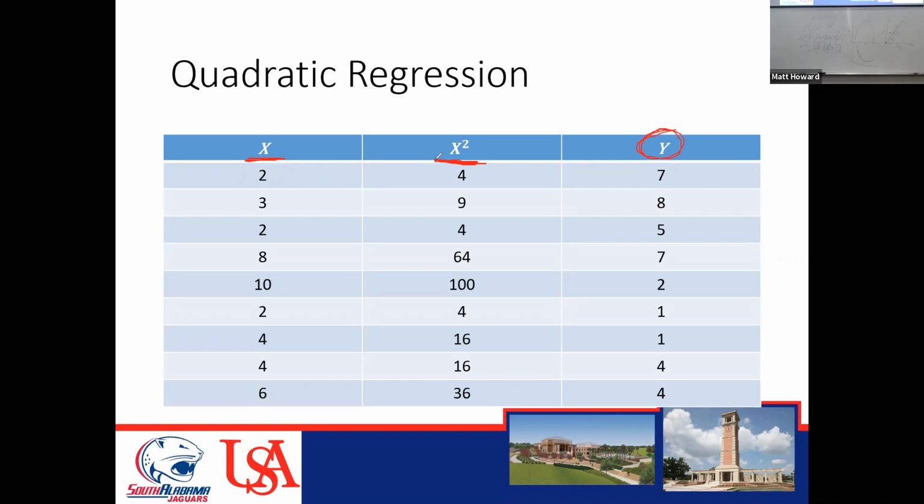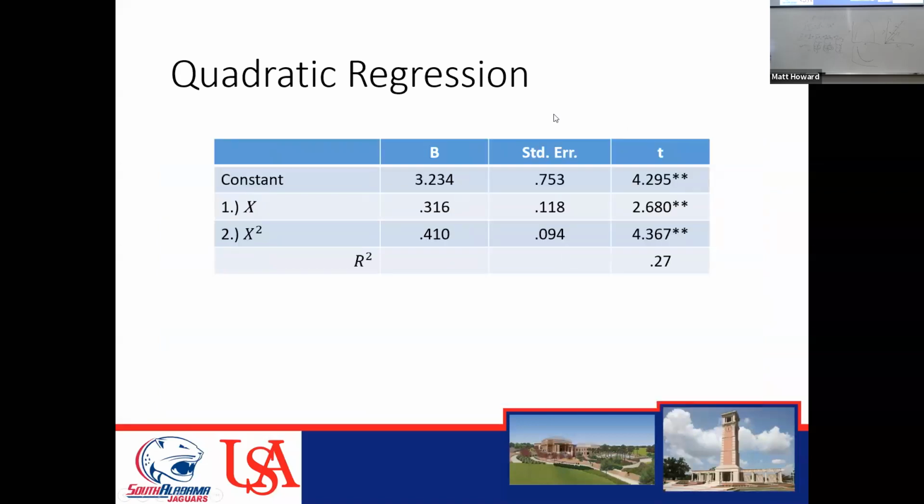And then based on that, you might get a result that looks like this, where we would get separate results for both our x and our x squared.